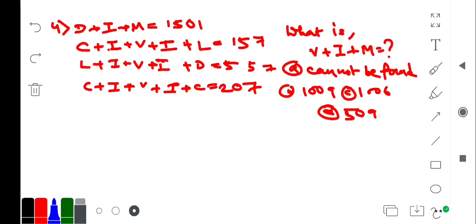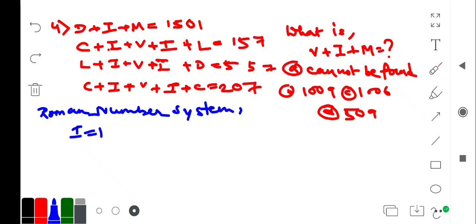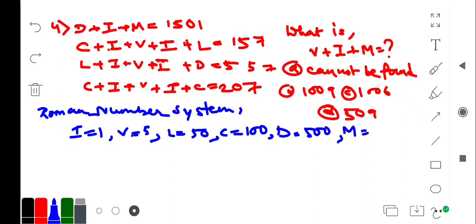Okay, দেখো, এখানে 6 unknown variables is there, that is I, V, L, C, D, M. Okay, এটা মনে রাখবে in Roman number system, এটা শুধু মনে রাখার জন্য, কারণ এটা আমরা জানি না। I equal to 1, V equal to 5, L equal to 50, C equal to 100, D equal to 500, and M equal to 1000.